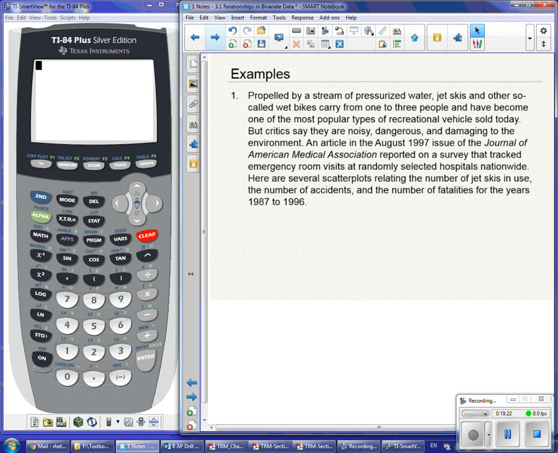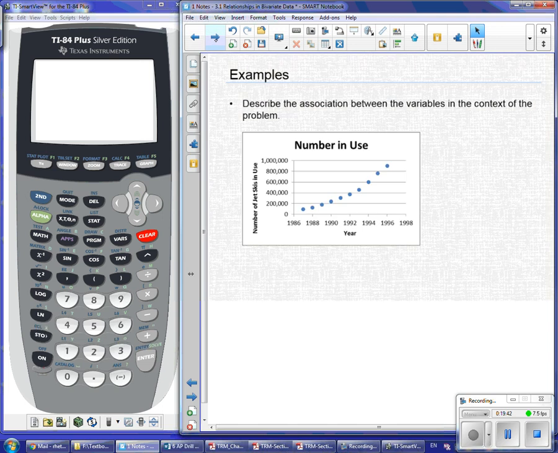An article, and sorry, it's kind of old, in the August 1997 issue of the Journal of the American Medical Association reported on a survey that tracked emergency room visits at randomly selected hospitals nationwide. Here are several scatter plots relating the number of jet skis in use, the number of accidents, and the number of fatalities for the years 1987 to 1996. You're given 3 different graphs, and you're asked to describe the association between the variables in the context of the problem. I would like you to complete these 3 examples as part of your homework assignment. I'm going to move on. I'm not going to pause, and I'm not going to give you the correct answers. I want you to do that.